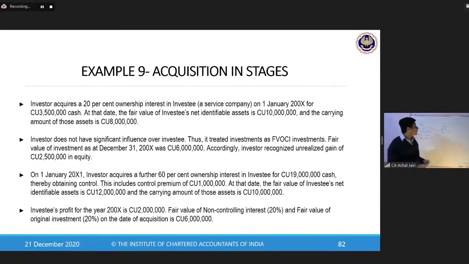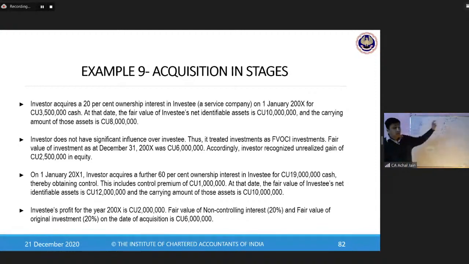On 1st of January 2000 X1, that means on this date, the investor acquires another 60% in the same investee by paying 19 million in cash. So earlier it was 20%, now another 60% has been acquired, and the purchase consideration paid is 19 million. Thereby obtaining control. Now he has got control. So what does that mean? It means now we'll have to start doing business combination accounting.